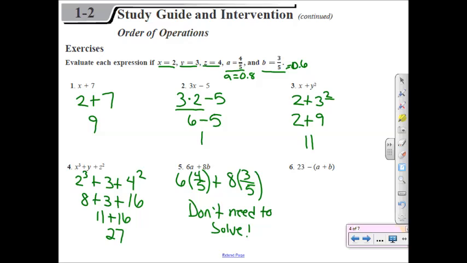Okay. Same thing for 23. We're just going to set it up. We won't solve it. So 23 minus, and then in parentheses, a plus b. So 23 minus a is 4/5 plus b is 3/5. And you don't need to solve this one either.